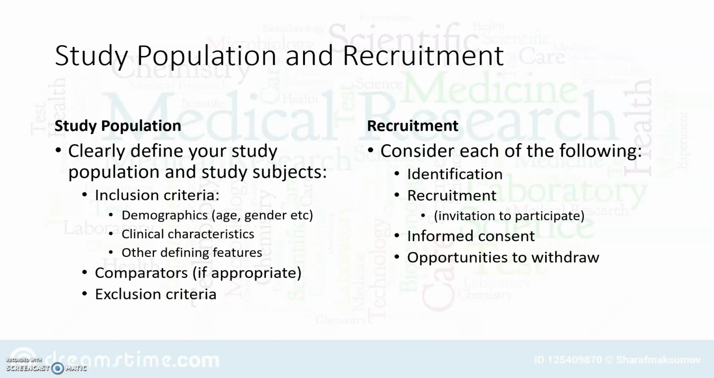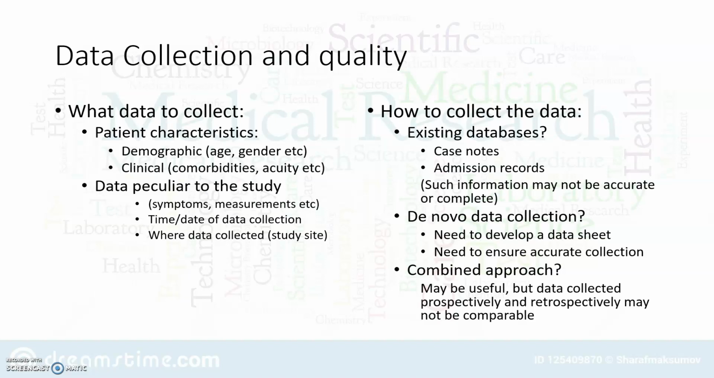So let's look at some of these in more detail. As I said before, you need to clearly define your study population, thinking about inclusion criteria. Some of the important parts here are demographics, clinical characteristics, other defining features, the characteristics of your comparators, and also if there are any exclusion criteria. And then consider each of the following: identification, recruitment, informed consent, and giving people the opportunity for a withdrawal. We're going to talk a lot more about consent in our talk on ethics. So we'll just leave that for the time being.